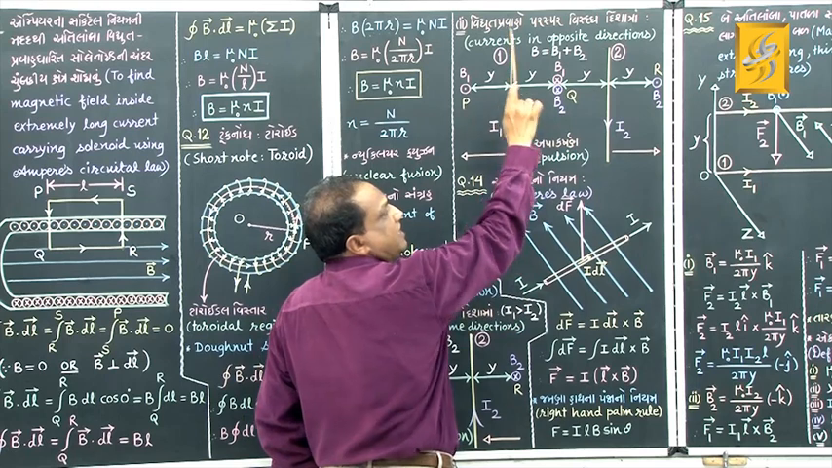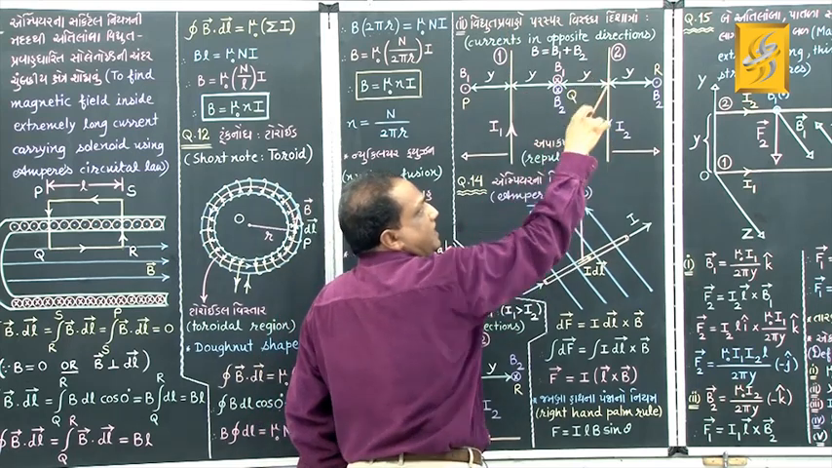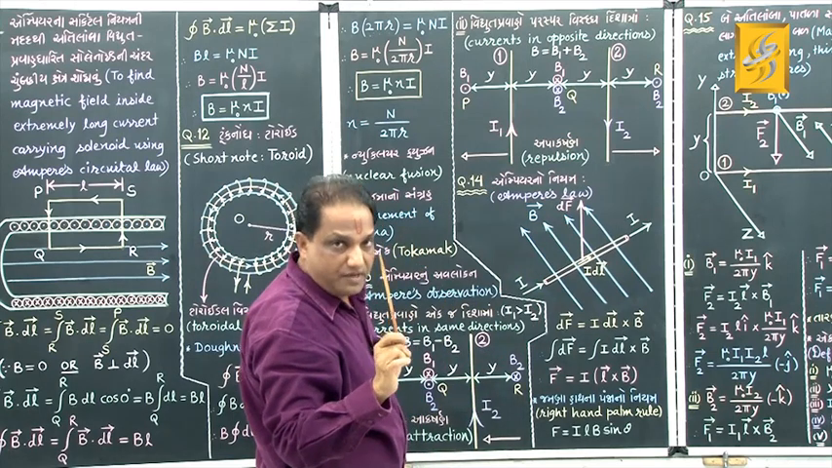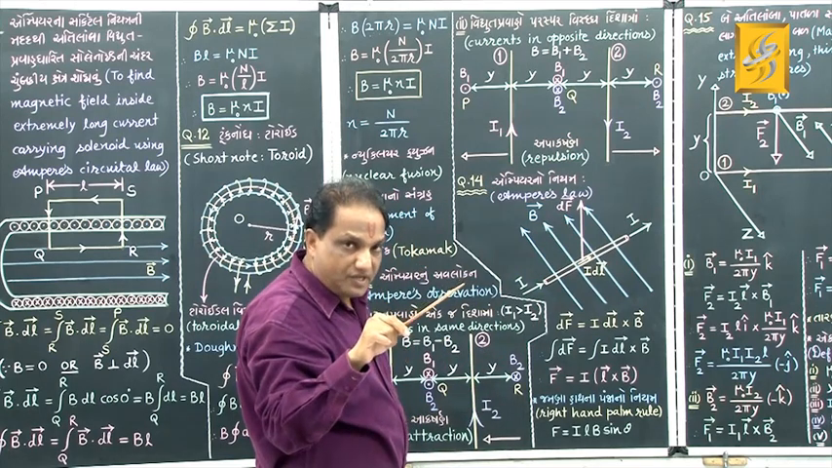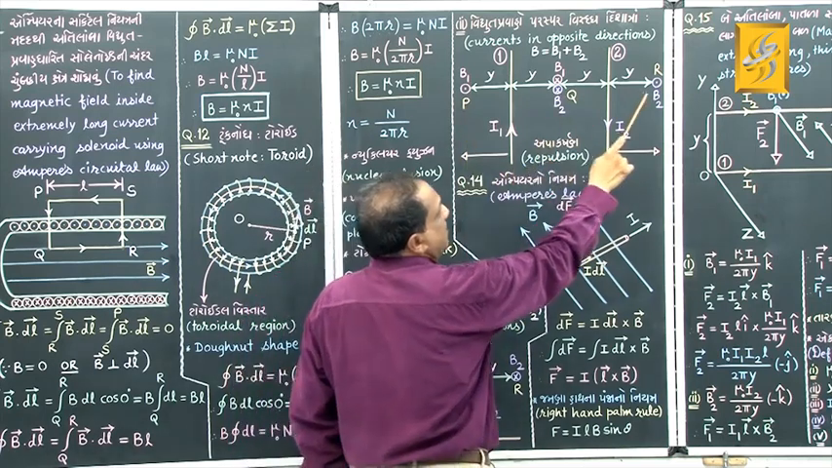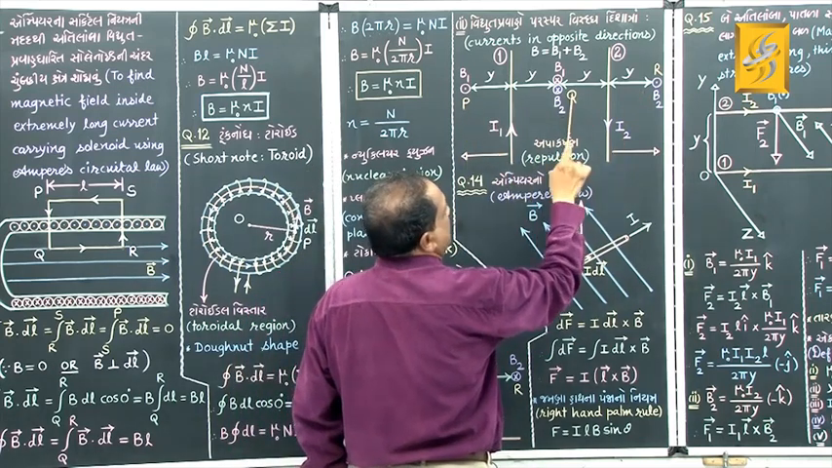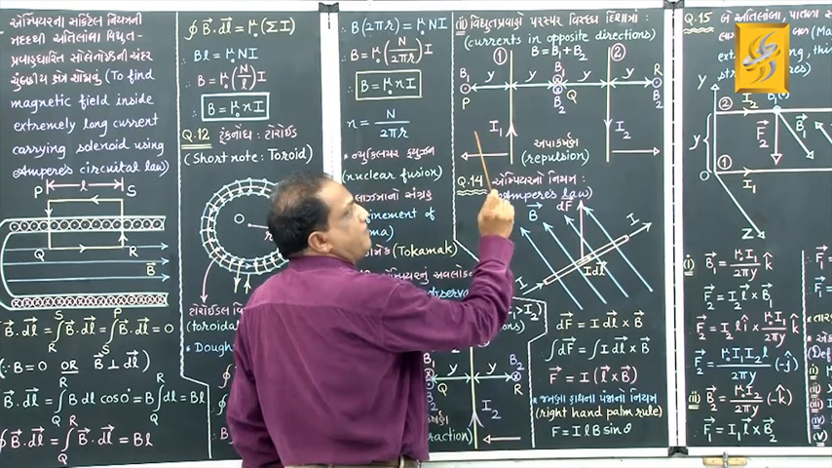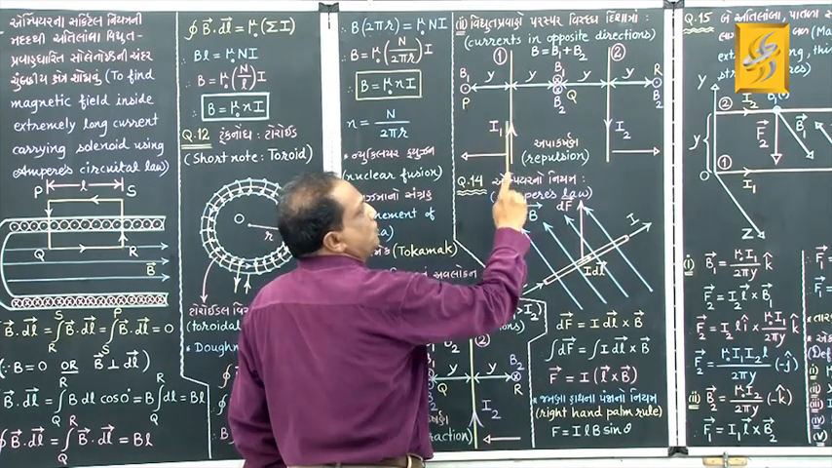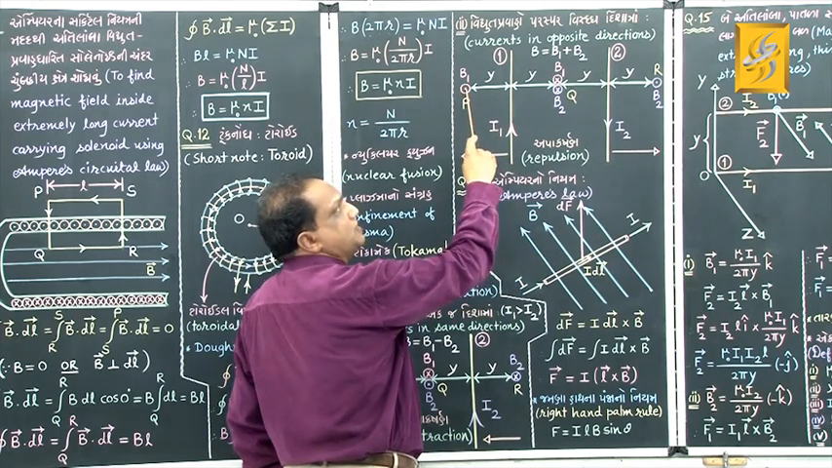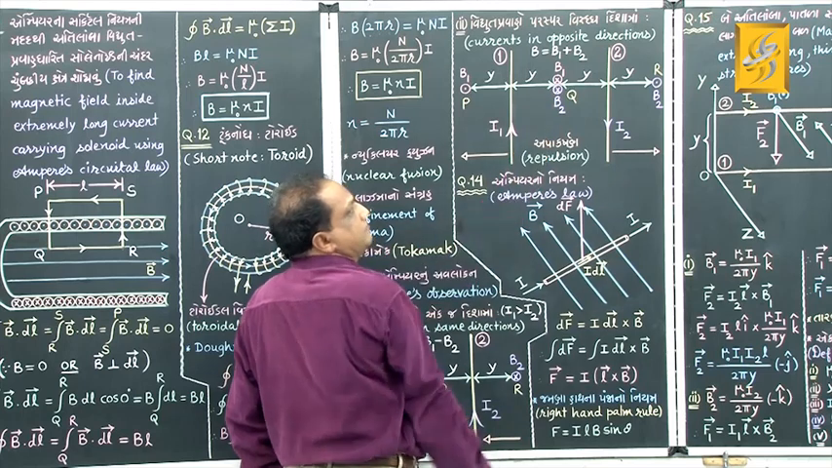I1 is flowing vertically upwards, I2 is flowing vertically downwards. Means these two currents are in opposite directions, okay? Like the previous condition, you can think of 3 points, P, Q and R. Tell me, if you find out the direction of magnetic field at points P and Q due to current I1 in the first wire, here it is perpendicularly outside, here it is perpendicularly inside.